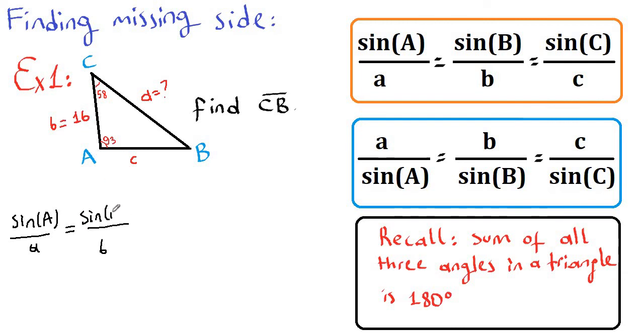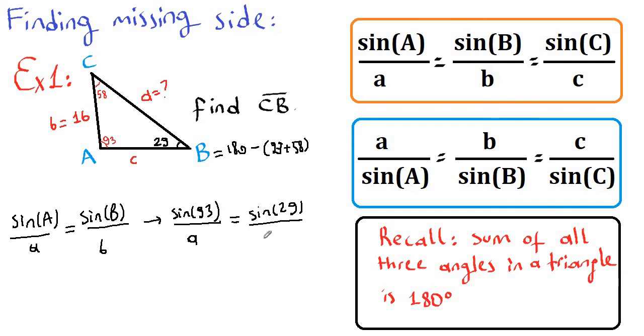But we don't know sine of B yet, but we can find it using the angle sum. We know that all three angles in a triangle add up to 180. So angle B is equal to 180 minus (93 plus 58). That's going to be 29. So now we know angle B is 29, and we can plug in the numbers. Sine A is sine of 93, and side a is unknown, that we are looking for. Sine of B is sine of 29, and side b is 16.